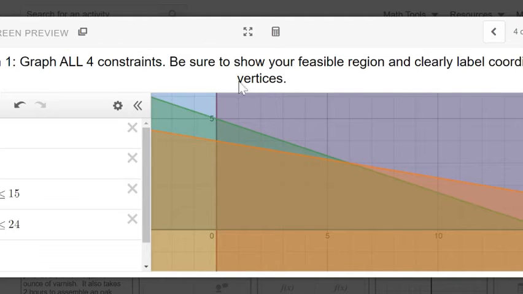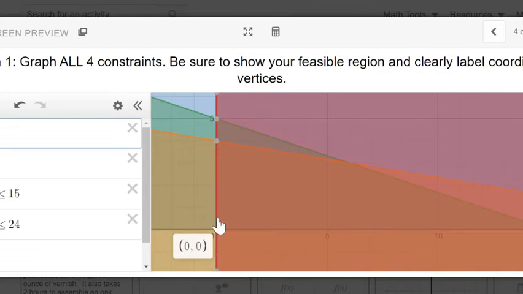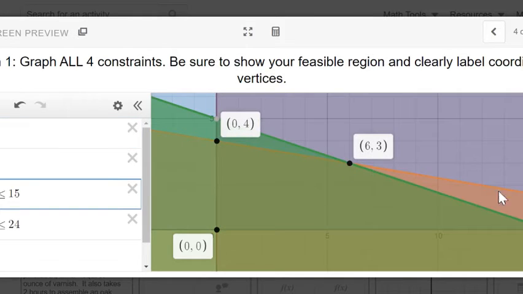So I want all the vertices. I want all of the numbers, there's 4 numbers that make the shape of this. So there is my shape. Those numbers are going to be important on our next slide. That helps us find a maximum or a minimum. So 0, 4; 6, 3; 15, 0; and 0, 0. That will come in handy on our next slide.